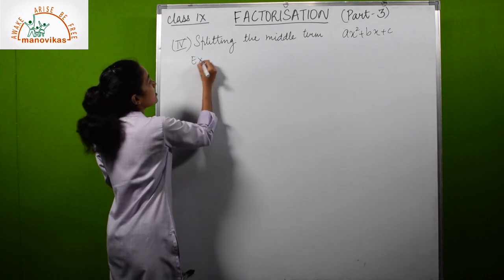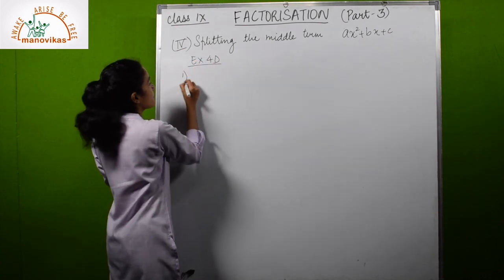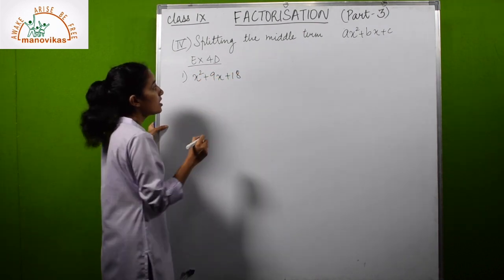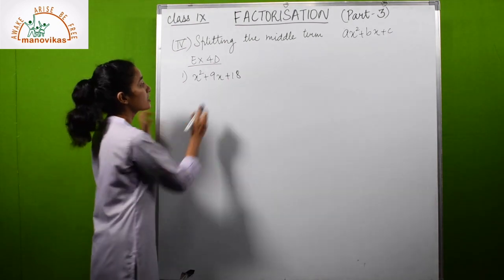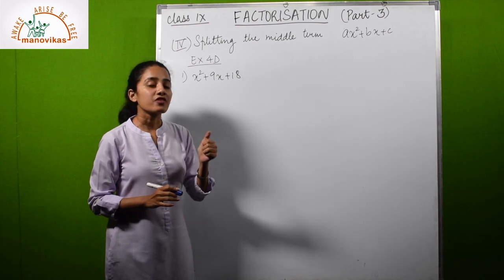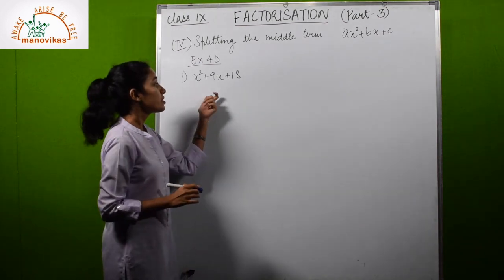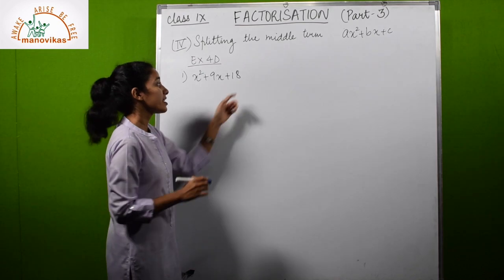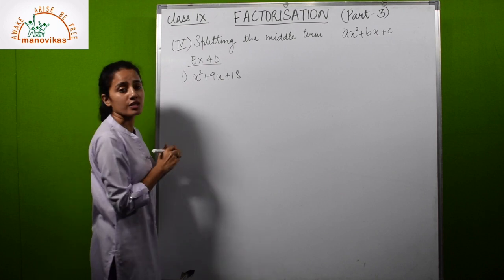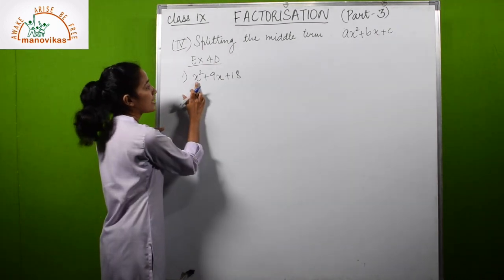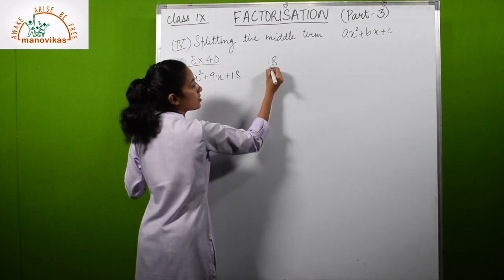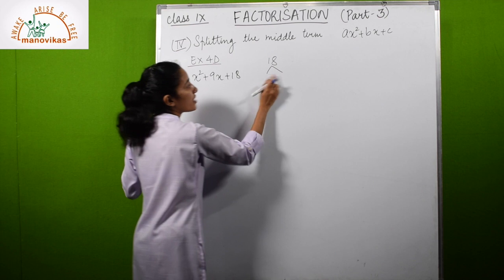So in exercise 4D, the first problem, x square plus 9x plus 18. Now as the name suggests, we have to split the middle term, that is 9x, and write it as the sum or difference of two numbers. Those two numbers will be the factors of the product of 18 and the coefficient of x square. Since the coefficient of x square is 1, it will be 18 into 1, which is 18 itself. So we have to find the factors of 18.